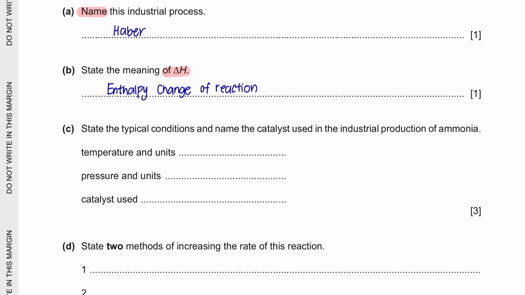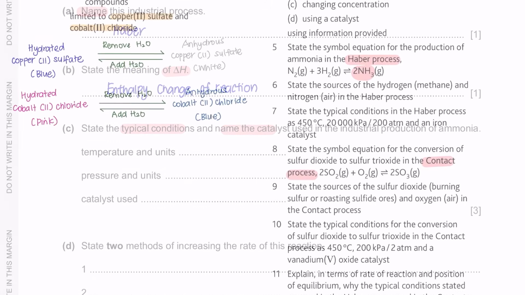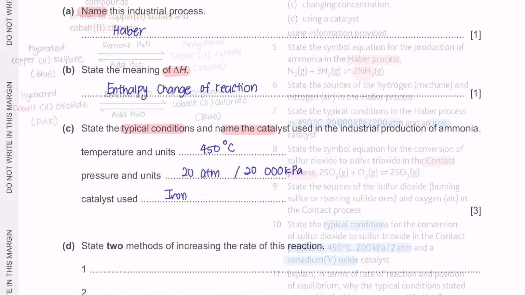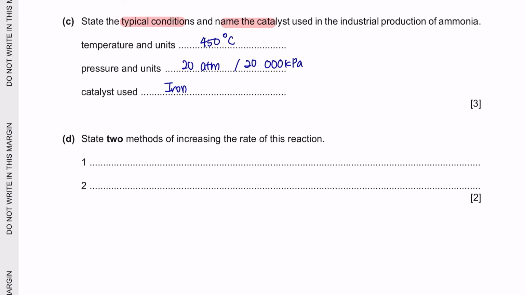Next, question part C. State the typical conditions and name the catalyst used in the industrial production of ammonia. All the conditions are stated for you in the syllabus. In the Haber process, you have to use a temperature of 450 degrees Celsius, 20,000 kPa or 200 atm, with iron as a catalyst. And make sure to also remember the typical conditions for the contact process. Next, question D. State two methods of increasing the rate of this reaction.